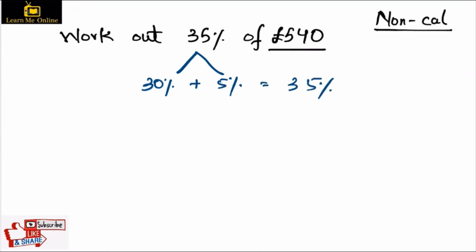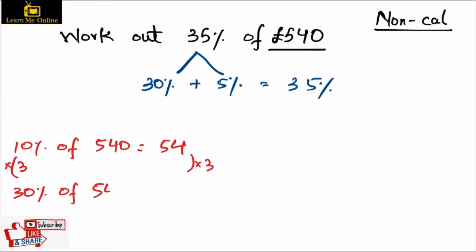We can't find out 30% straight, but what we can do is easily look for the 10%. So on the side, I'm going to write down 10% of 540 would be 54. If 10% of 540 is 54, then we check what's 30% of that. So 30% would be you multiply it by 3, and you multiply this by 3 as well. 10 times 3 would be 30. So here 30% of 540 would be when you multiply 54 by 3.